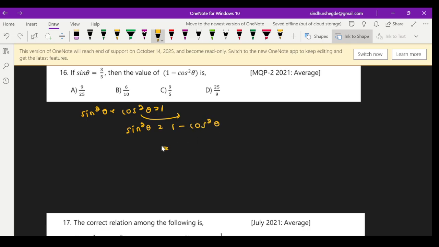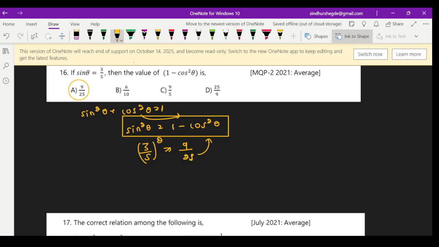Okay, so sin square theta, they have given sin theta is 3 by 5. So sin square theta will be 3 by 5 whole square, which is nothing but 9 by 25. So we already proved that sin square theta is 1 minus cos square theta. So sin square theta is 9 by 25. That means 1 minus cos square theta should be equivalent to 9 by 25. So option A must be the correct answer.